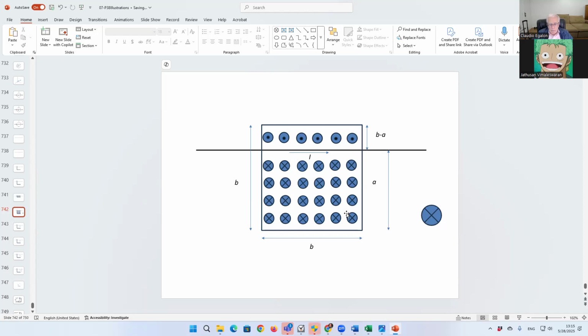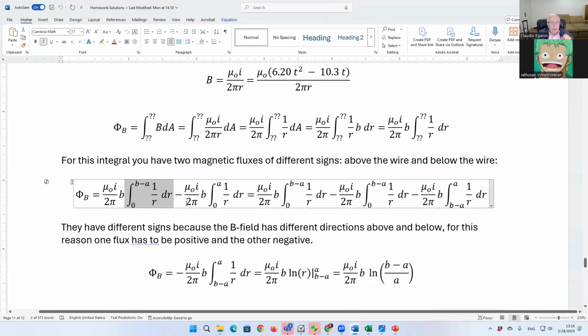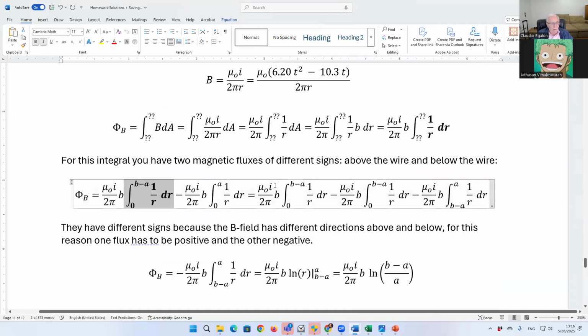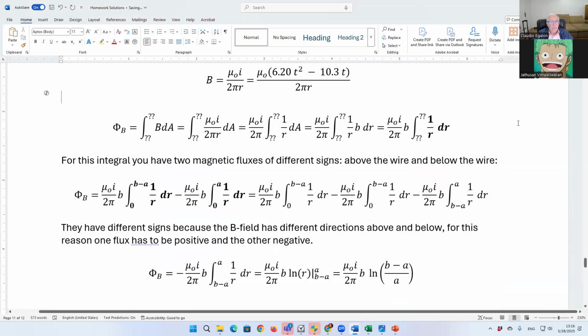Now I've got to solve the flux for the lower part. The lower part is going to be from 0 to A, but it has to be negative, because the field is pointing in the other direction. That's why I put this negative sign here. From 0 to A, that's the integral that we're talking about. Let me highlight it here, and then highlight it here.